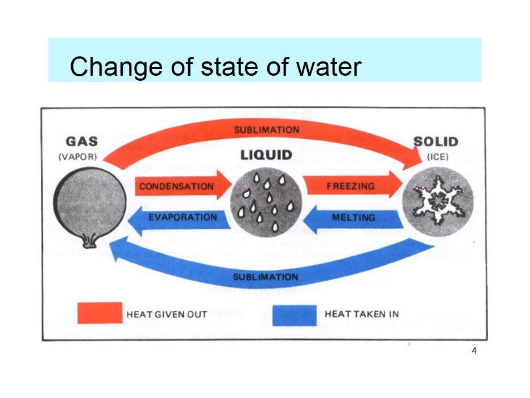Change of state of water. So water exists in three states of matter, which are gas, liquid, and solid. Gas to liquid, condensation. Liquid to solid, freezing. Solid to liquid, melting. Liquid to gas, evaporation. Solid to gas, sublimation. So the red color is heat given out. The blue color is heat taken in.